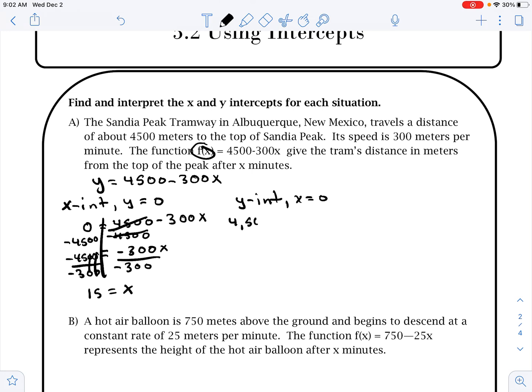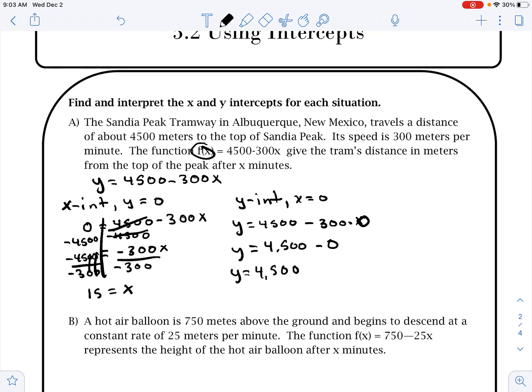So then to find the y-intercept, I'm going to go ahead and make x equal 0. Excuse me, let me back up. I'm going to my equation. So y is equal to 4,500 minus 300 times x. Times x, x is 0. So that would be y is equal to 4,500. 300 times 0 is 0. So y is equal to 4,500.